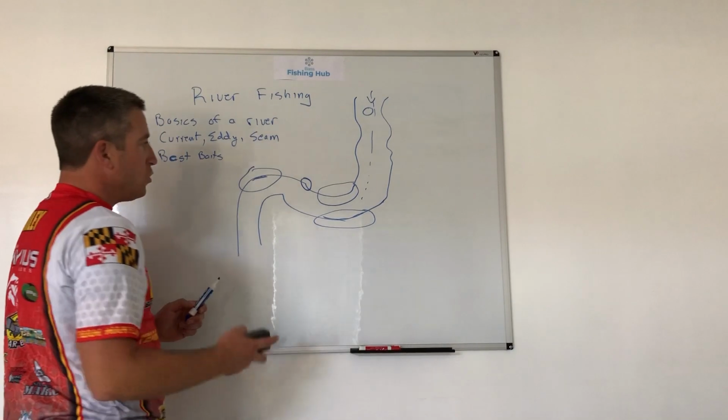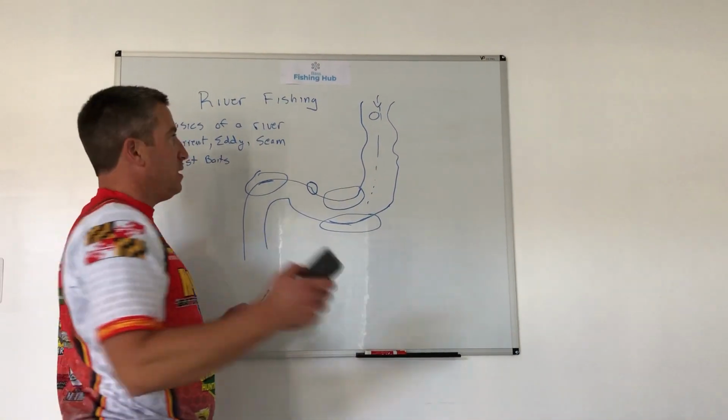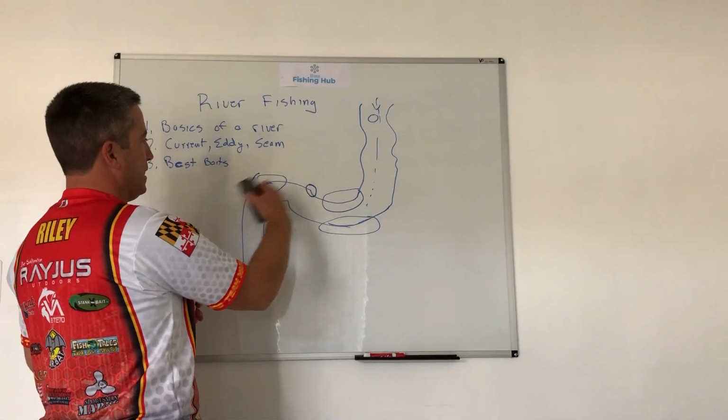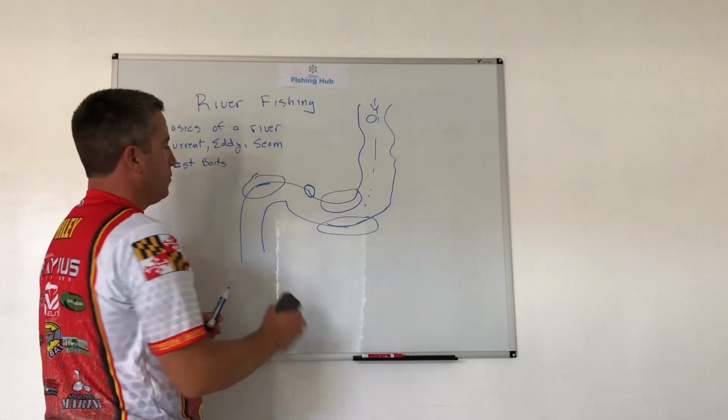So you really want to pay attention to the angle that the current is actually hitting the bank, because that's going to position fish in certain locations, and it's patternable, okay?